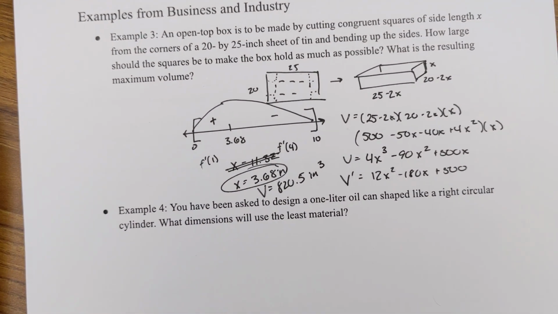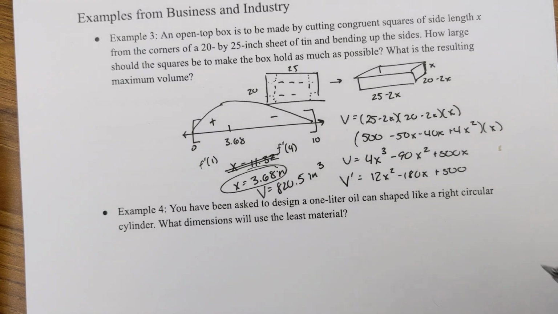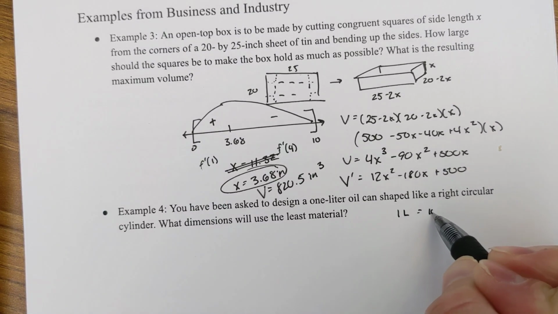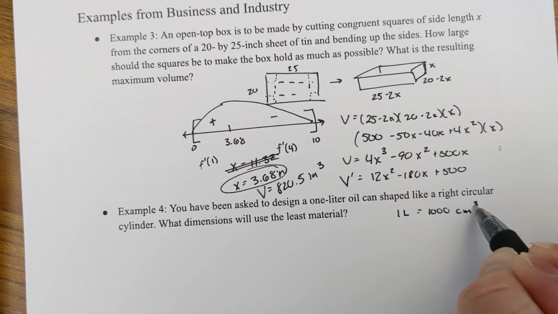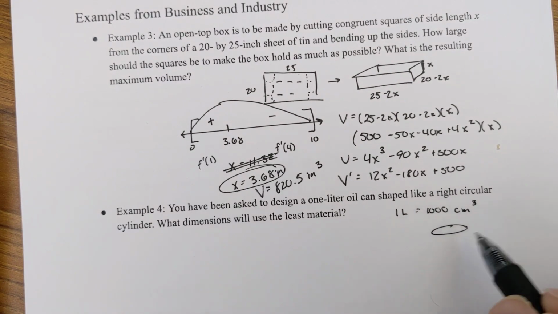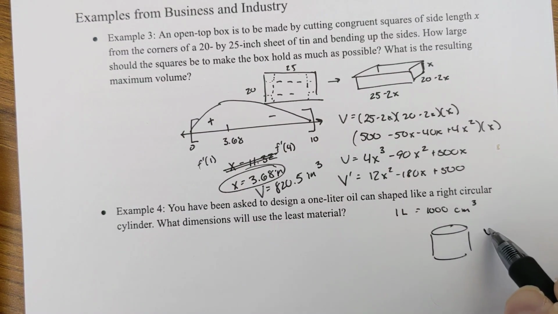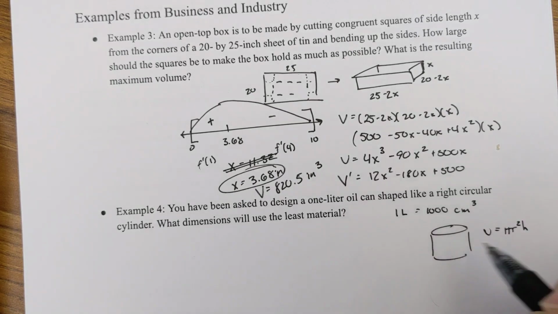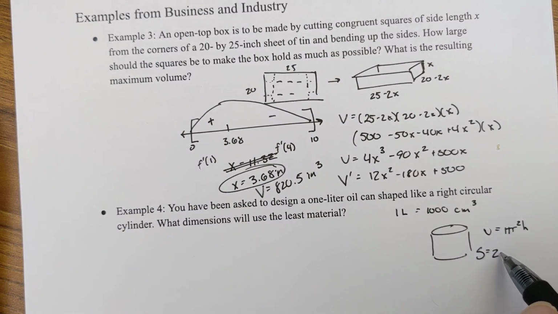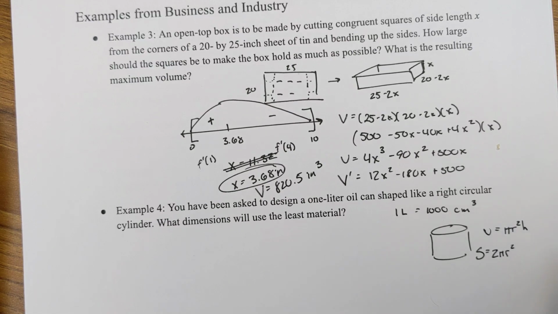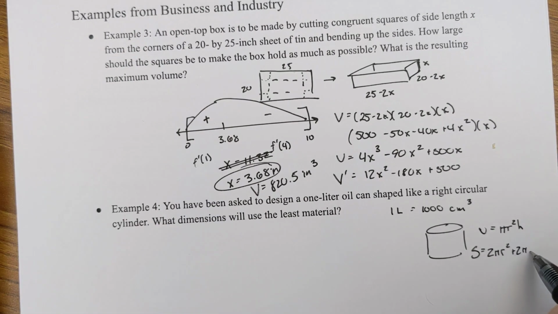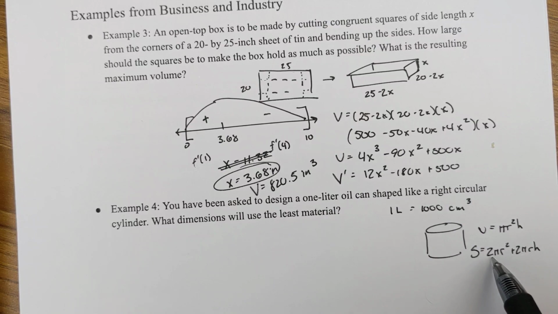All right, number 4. You've been asked to design a 1 liter can. Just a note, 1 liter is 1,000 cubic centimeters. It's shaped like a right circular cylinder, so the volume of the circular cylinder is pi r squared h. Least material is referencing the surface area. The surface area of a right circular cylinder is 2 pi r squared plus 2 pi r h. So I want to minimize that function.